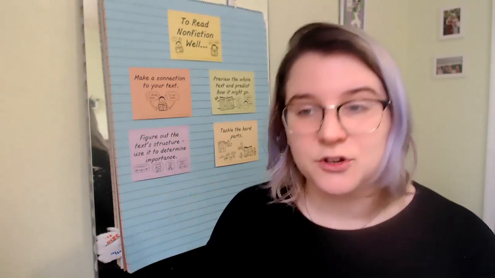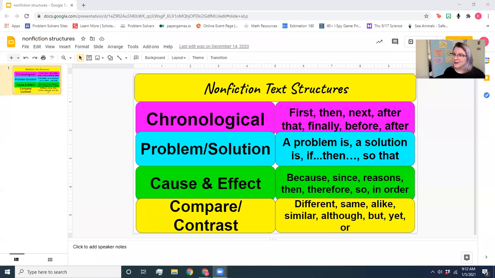So if you need a reminder of the various different kinds of text structures, I can help you out. Remember, there is chronological, which is a story told in order. There is problem and solution, where a problem is stated and one or more solutions is proposed. There is cause and effect. This happened, causing this to happen. And there's compare and contrast. These things are similar and they are different. Here's how.